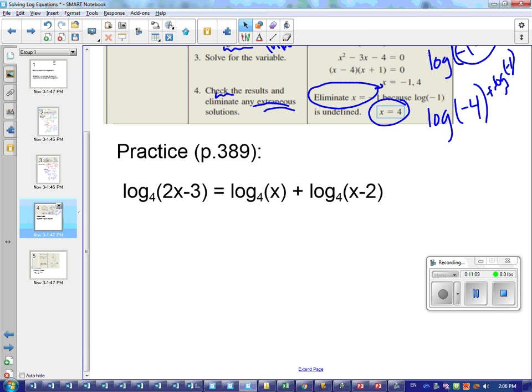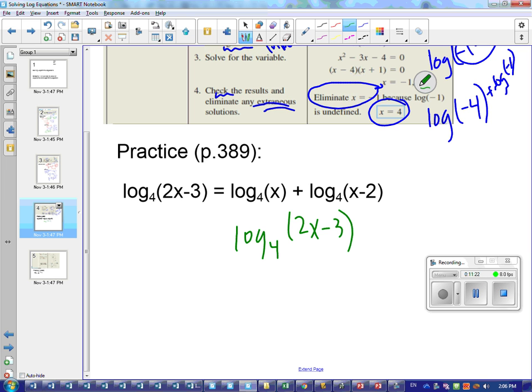Okay, we're going to try a problem. This problem is worked out in your book on page 389. So I see on the right side, I have two logarithms. I need to condense it into a single logarithm. Copy in the left side first. I see addition, so I can condense that with multiplication.